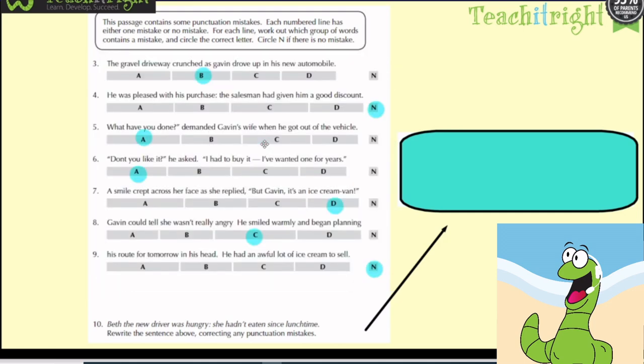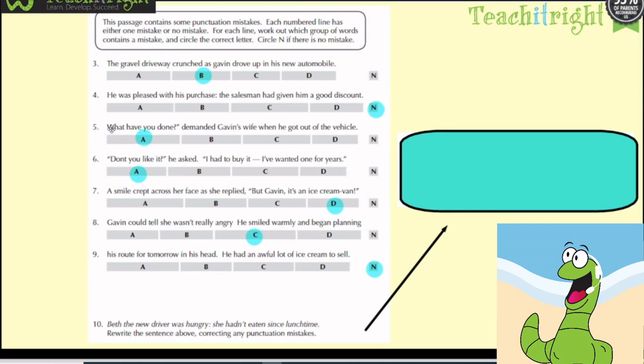The gravel driveway crunched as Gavin drove up in his new automobile. We should, of course, have a capital letter for Gavin. He was pleased with his purchase. The salesman had given him a good discount. "What have you done?" demanded Gavin's wife when he got out of the vehicle. We're missing inverted commas at the start there of "What have you done?"